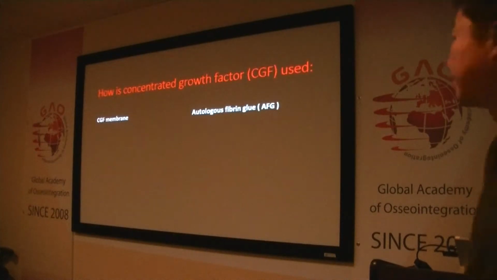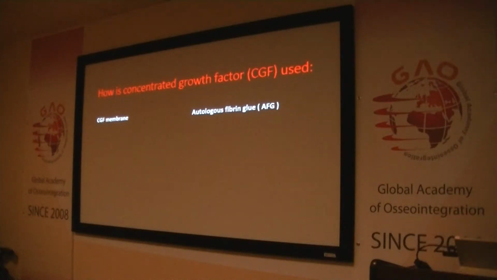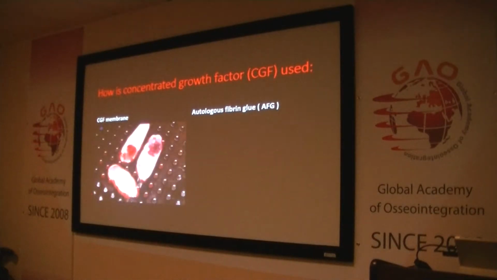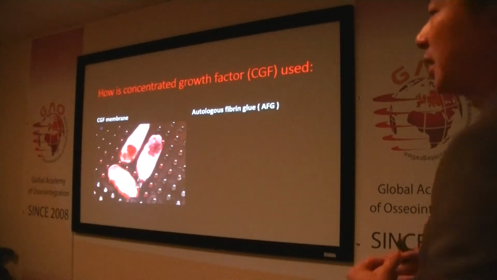So what can you do? You draw the blood, and you get two things out of it. By spinning in the centrifuge, you get a membrane, which looks like this. I'll show you how to use a membrane in clinical application. Also, you get something called autologous fibrin glue.